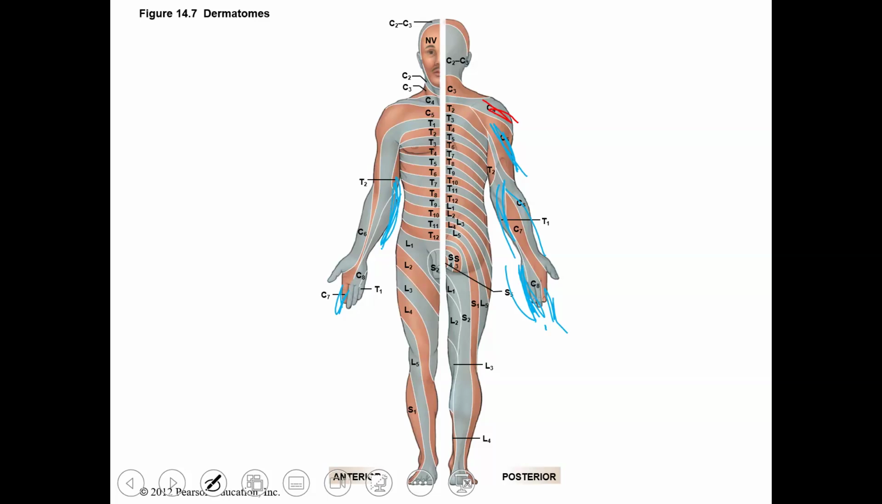You'll see different resources saying different things. So sometimes you'll see that the pointer finger is C6. Sometimes you'll see that the pointer finger is C7. It's both. And so it's usually innervated by a little bit of both. There's a lot of redundancy in the nervous system, meaning that multiple nerves are going to innervate areas.